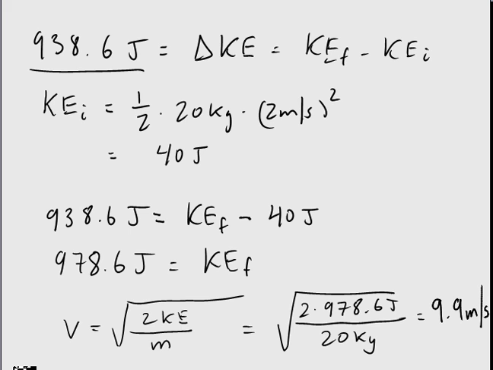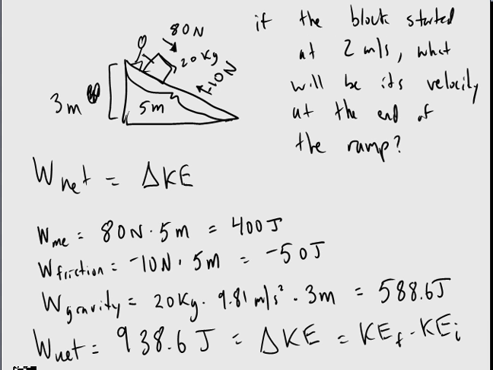So just to recap the steps that we took. First, we found the net work, and we did that by adding up all the different types of work. So we had the work that I did by pushing the block. We had the work done by friction going against the motion of the block. And then we had the work done by gravity, which was pulling the block down and having it slide down the ramp. We found the net work. We said, okay, well, the net work has got to equal the change in kinetic energy. So we set them equal to each other.